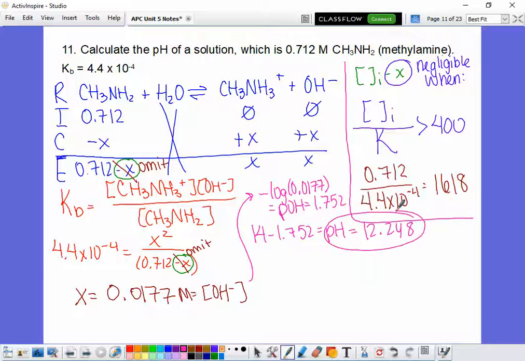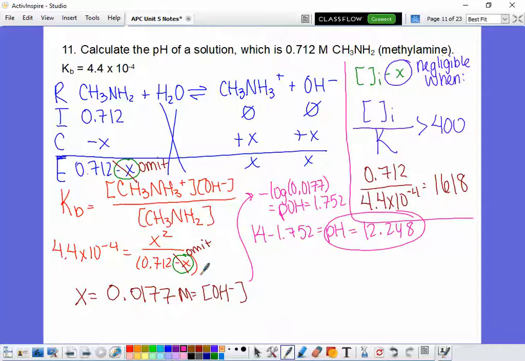And that's the answer. Does that answer make sense for the substance? Yeah, it's basic, so the pH should be greater than 7, right? The initial concentration, always. Yeah, so my initial concentration was 3 sig figs, so I need to have 3 digits after the decimal in my pH.